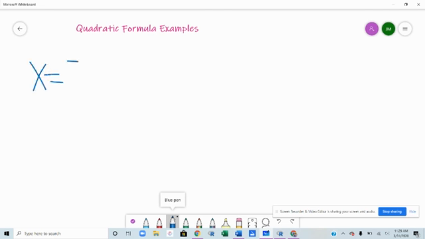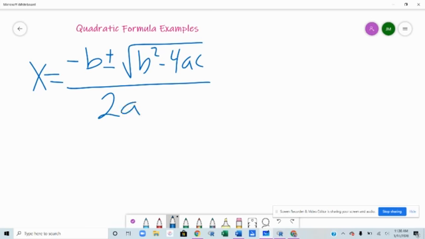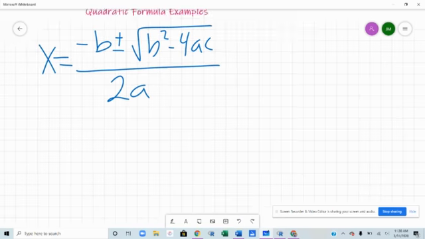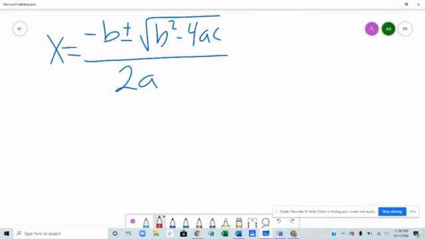x equals negative b plus or minus the square root of b squared minus 4ac, all divided by 2a. Remember that a, b, and c are going to be your numbers that you'll find from your equations. So let's go through some examples here together, making sure you're continuing to take your notes as you're going through. So let's start out with x squared minus 4x minus 8 equals 0.